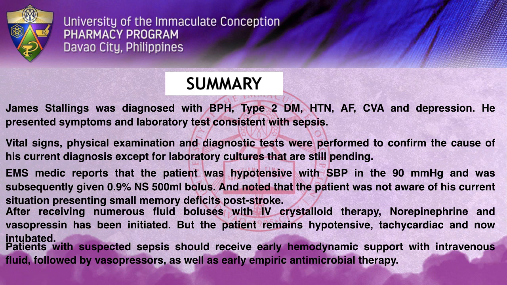EMS medic reports that the patient was hypotensive with SBP in the 90 mmHg and was subsequently given 0.9% NS 500 ml bolus, and noted that the patient was not aware of his current situation, presenting small memory deficits post-stroke. After receiving numerous fluid boluses with IV crystalloid therapy, norepinephrine and vasopressin have been initiated, but the patient remains hypotensive, tachycardic, and now intubated. Patients with suspected sepsis should receive early hemodynamic support with intravenous fluid followed by vasopressors as well as early empiric antimicrobial therapy.